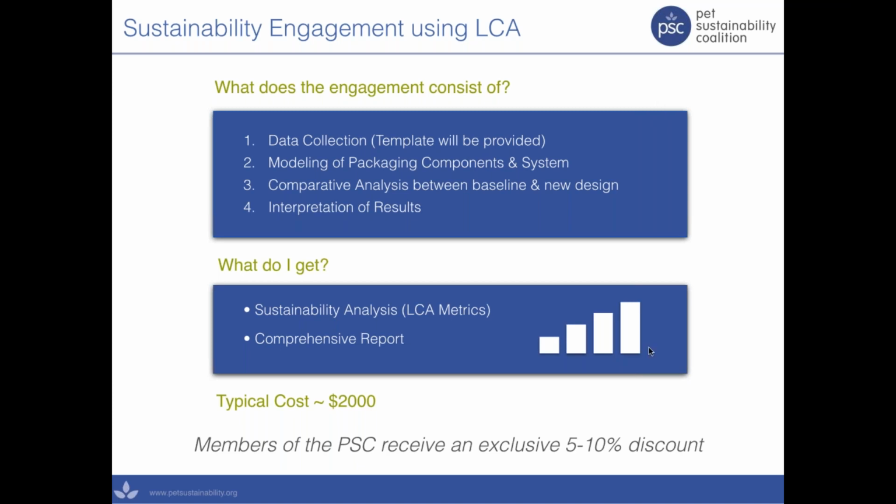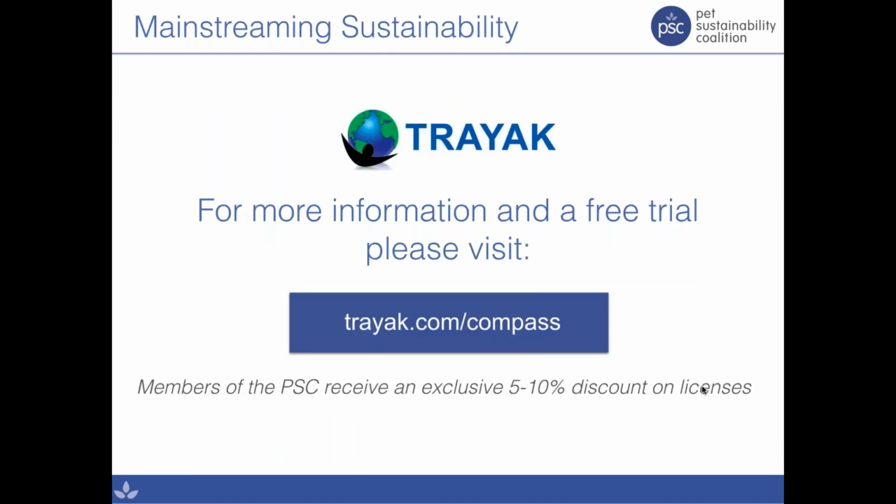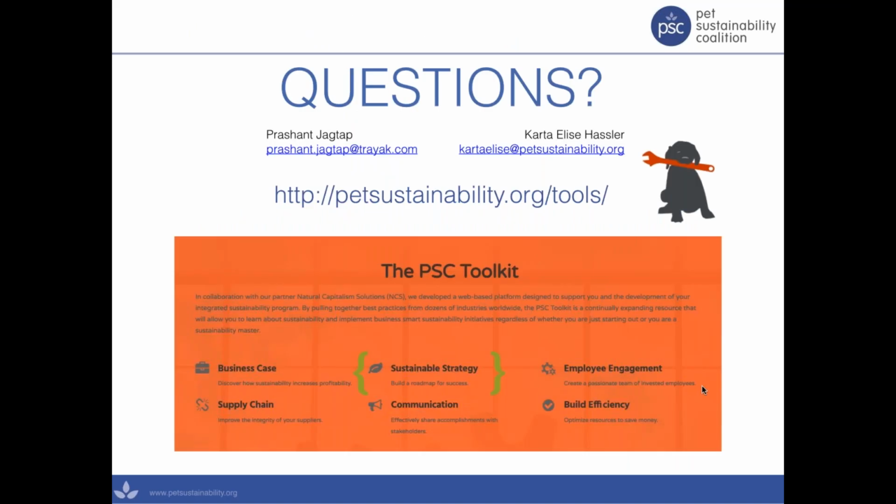Typically, budget-wise, this is around $2,000. So we've tried to make this a very affordable, very accessible process with the help of the Pet Sustainability Coalition. And as part of that partnership, we're offering PSC members a 5 to 10% discount based on your membership level as well. So if you don't know where to start, this would be a great place to start. I know Karta Elise and the PSC team would be happy to answer any of your questions, as would we.